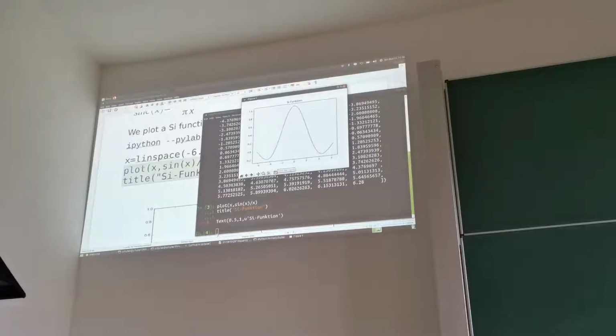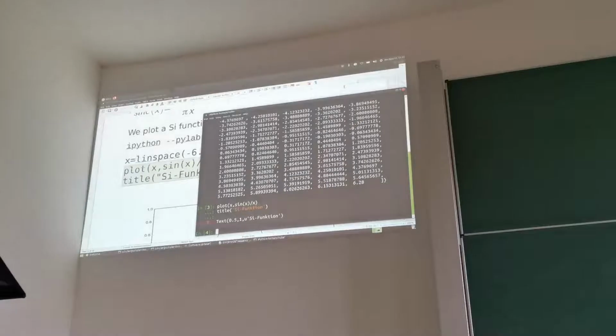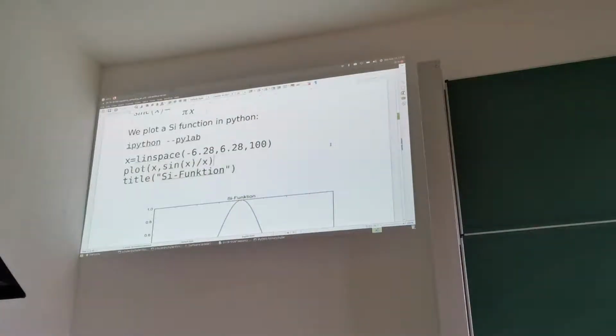You can save this plot, or you can zoom in. So here you can make a rectangle to zoom in. For instance, if you want to find out where the zero crossing is. So here you have the zero crossing, should be 3.14, minus 3.14. Yeah, I guess it fits. Or here you go back to the original form. Yeah, so you should be all familiar with this. So this is our SI function.